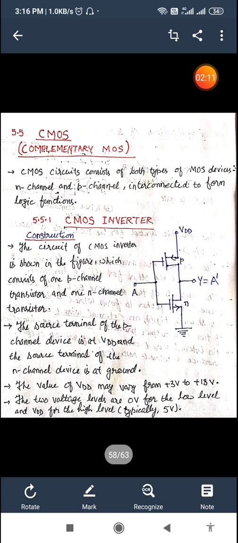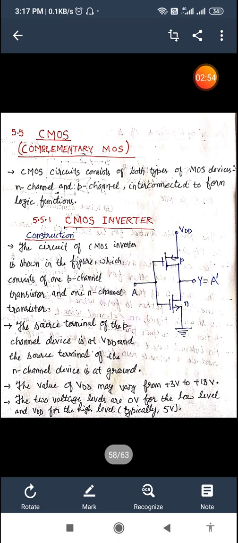When the input is 0, we need output high. When the input is low, both gates are at 0 potential. The input is at minus VDD relative to the source of the P channel device and at 0 volt relative to the source of the N channel device. So the result is that the P channel device is turned on. We have already learned that the P channel MOS conducts only when its gate to source voltage is negative. So here, as the input voltage is negative, the P channel device is turned on and the N channel device is turned off.